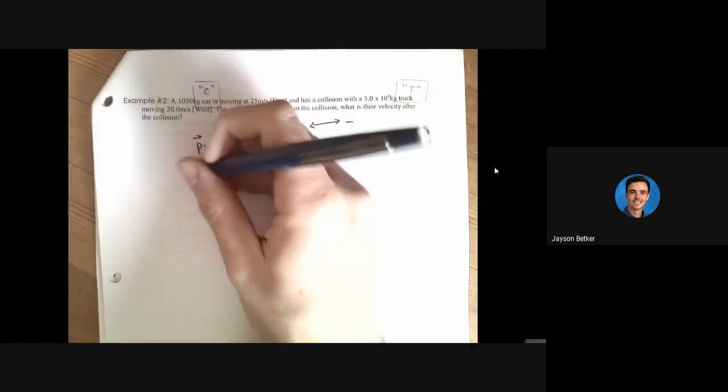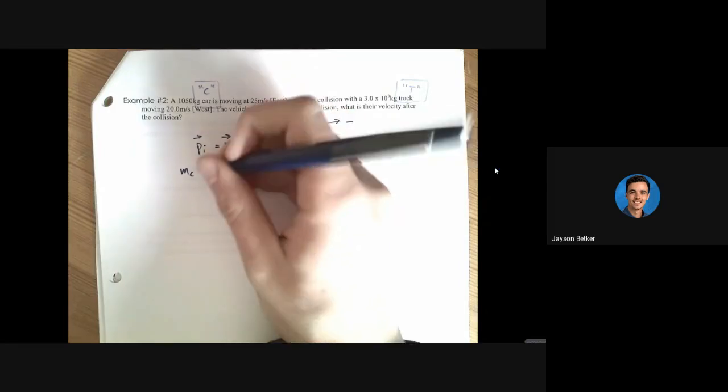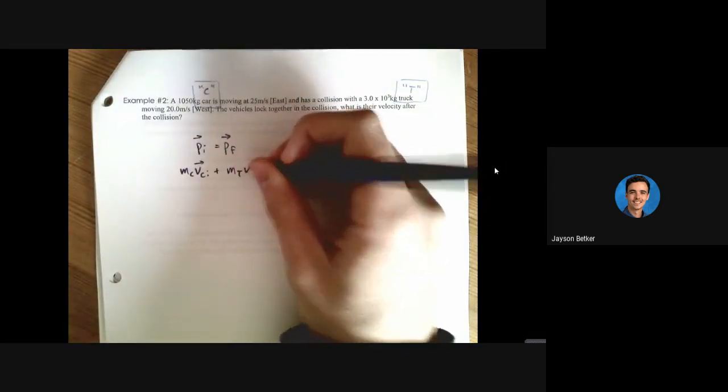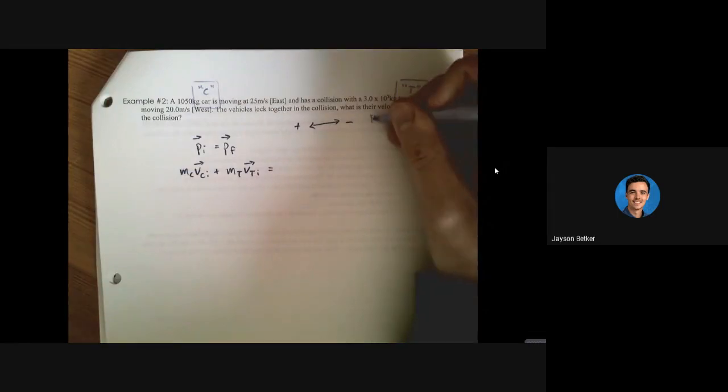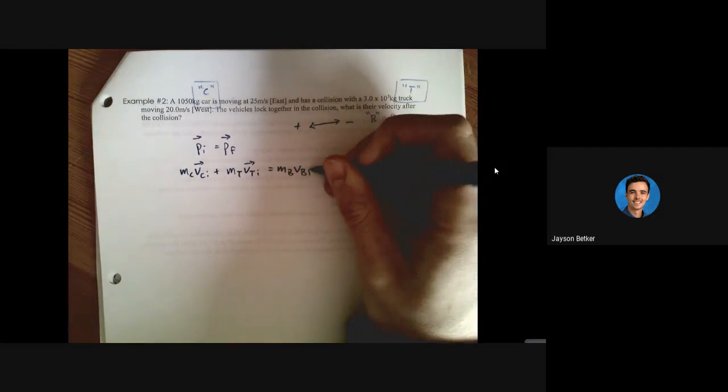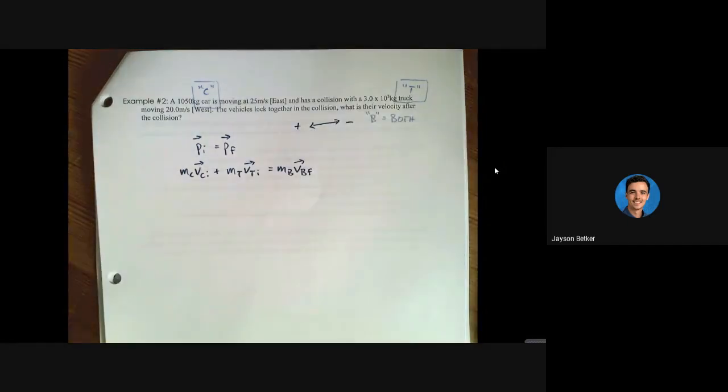So what this ends up looking like is they stick together afterwards. If I break this down, I'll get the mass of the car times the velocity of the car initially, plus the mass of the truck times the velocity of the truck initially, is all conserved and equal to, I'm going to call it B, which means both of them stuck together. So the mass of both of them times the velocity of both of them after the collision. So that is our setup.